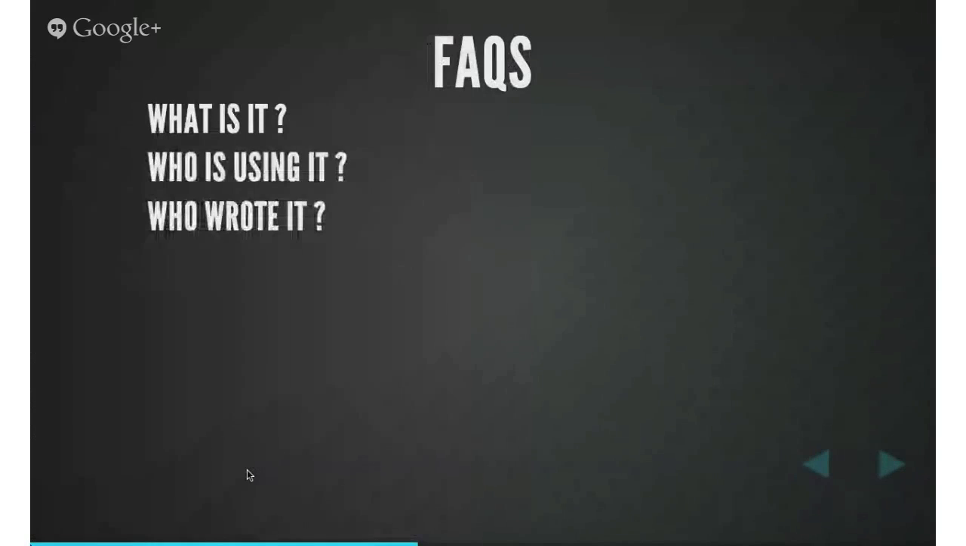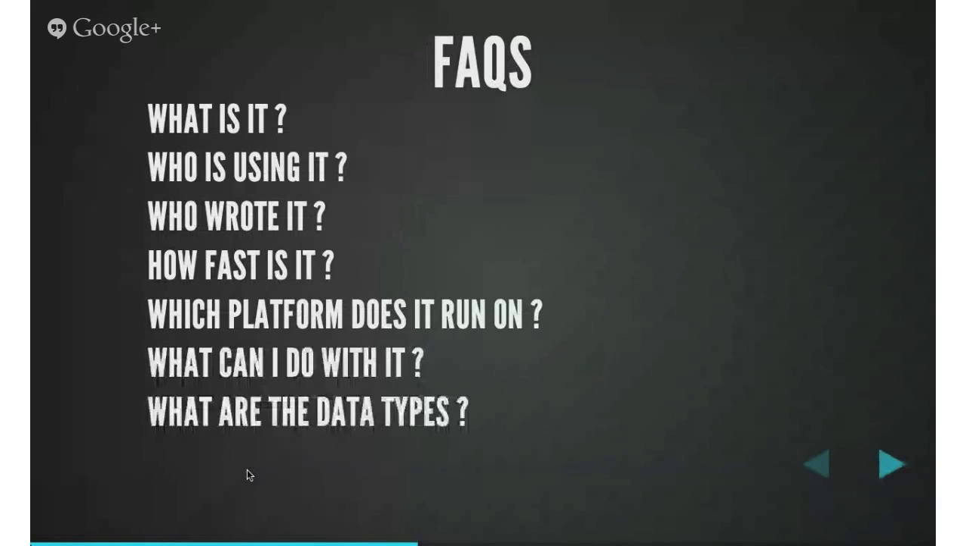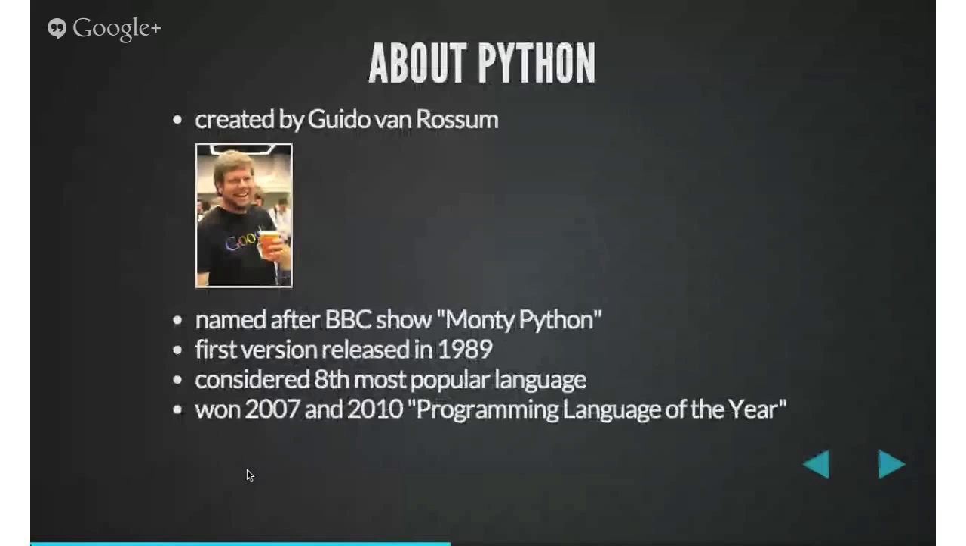So you might be having some questions like what is it, who is using it, what platform does it run on, who wrote it, how fast is it, these kinds of questions, right? So this is about Python. It was written by a guy called Guido van Rossum, who currently works at Dropbox. It is actually not named after the species of snake, but after a BBC show called Monty Python. The first version was released in 1989, and it's the eighth most popular language right now, and it has won Programming Language of the Year twice, in 2007 and 2010.